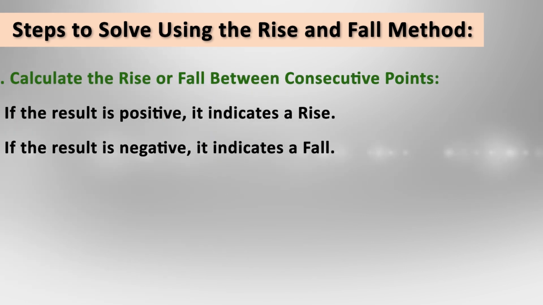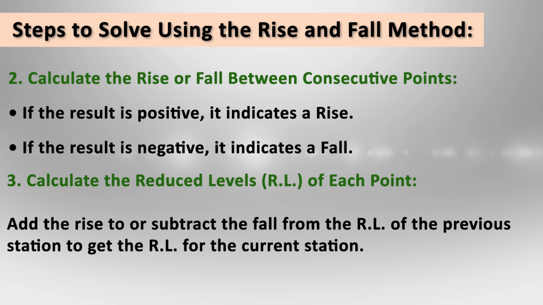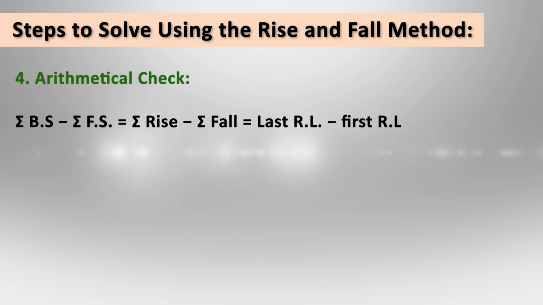After that, we will calculate the rise and fall between consecutive points. We will subtract the next reading from the current reading to determine whether there is a rise or a fall. If the result is positive, it will indicate a rise. If the result is negative, it will indicate a fall. After that, we will calculate the reduced levels of each point. We will add the rise or subtract the fall from the reduced level of the previous station to get the reduced level of the current station.